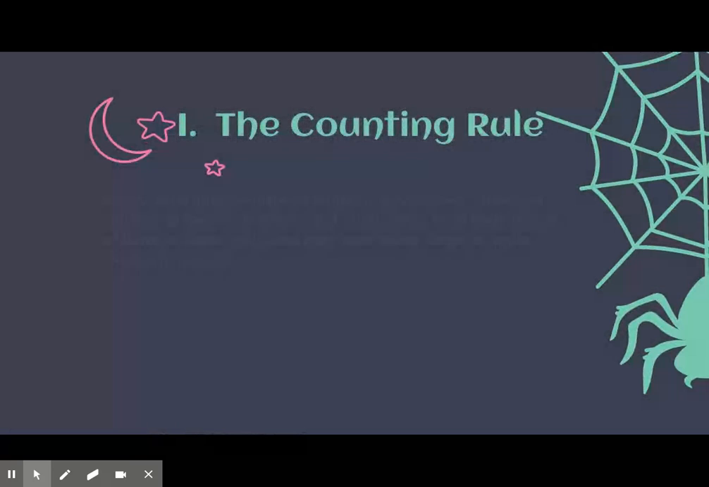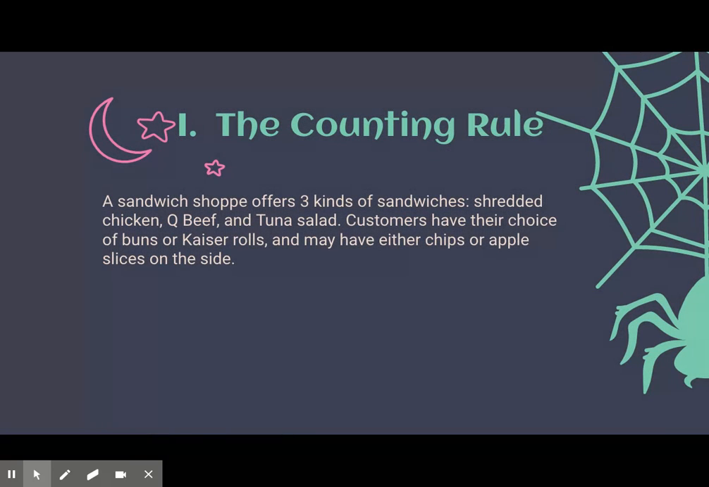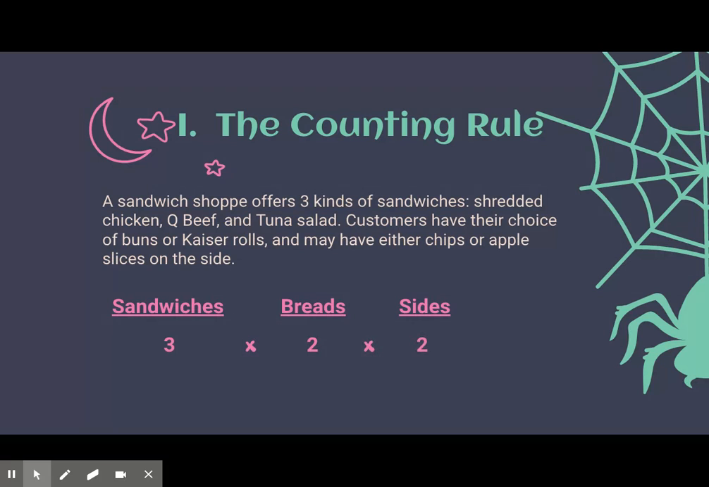Now take a look at your notes. A sandwich shop offers 3 kinds of sandwiches: shredded chicken, Q beef, and tuna salad. And no, I don't know what Q beef is. Customers have their choice of buns or Kaiser rolls and may have either chips or apple slices on the side. So each of these lunch specials has a choice of sandwich, bread, and sides. You have 3 different kinds of sandwiches, 2 different kinds of breads, and 2 different kinds of sides. So your total number of combinations is going to be 12.